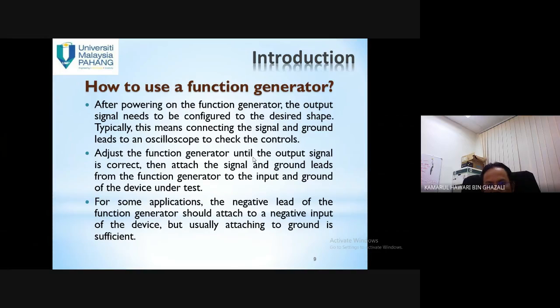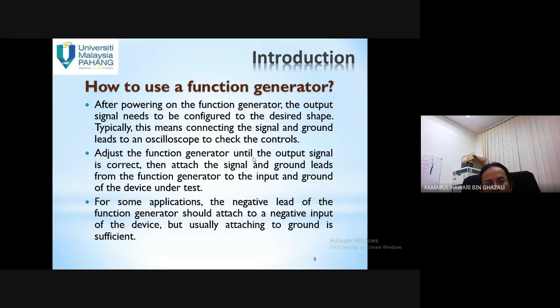How to use it? Okay, you can go to the lab and explore by yourself. After powering on the function generator, the output signal needs to be configured to the desired shape. Typically, this means connecting the signal and ground leads to an oscilloscope to check the controls. When you generate using a function generator, you connect to the oscilloscope to check whether you get all the values, all the parameters of the signal or not.